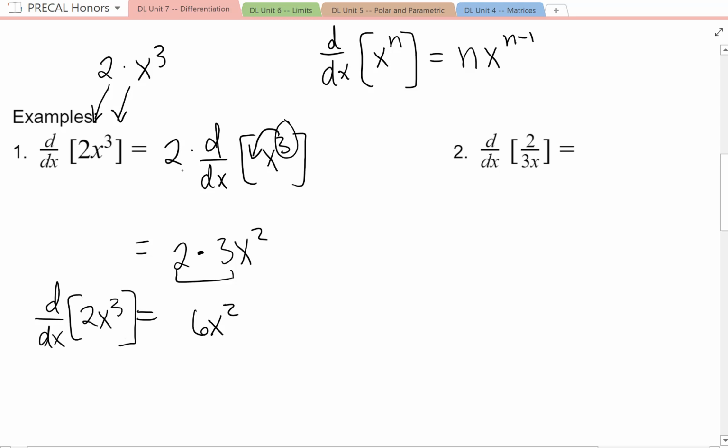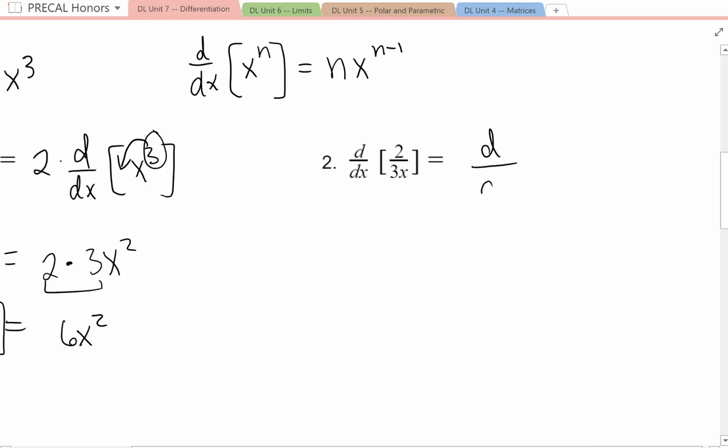Now, some of you may notice that with 2x cubed, you could have just popped down 3 times 2 is 6, and then subtracted the power and gotten 6x squared. Yes, you can do that. You can combine the power rule with the constant multiple rule with the sum and difference rules to help you find the derivative of any function.